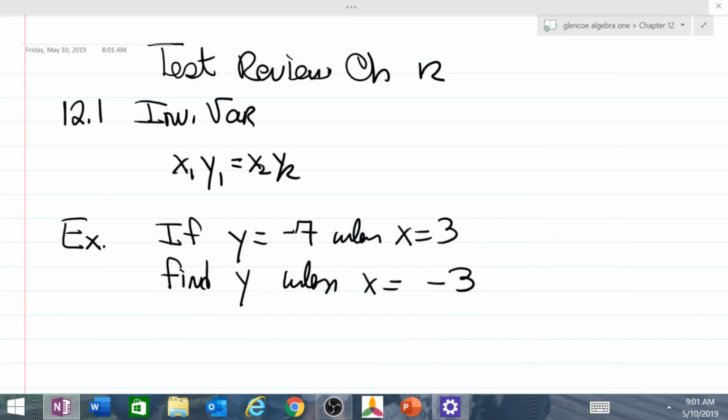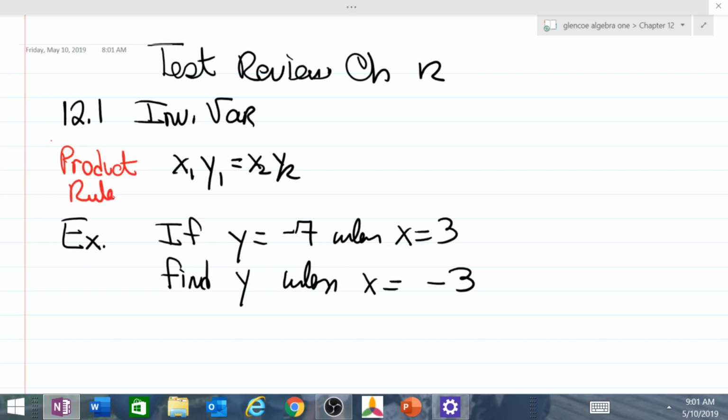I'm going to start off with inverse variation. Inverse variation is a situation in which y varies inversely with x, and as x increases, y decreases. We're going to use the product rule to help us find the missing x or the missing y. And the product rule states x1 times y1 equals x2 times y2.